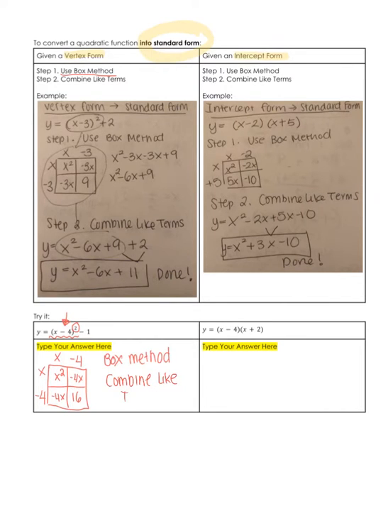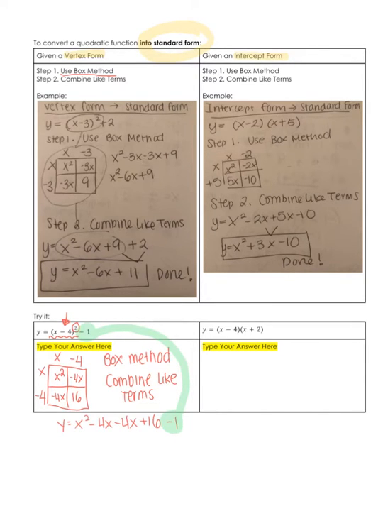Combine like terms. So we get x squared minus 4x minus 4x plus 16 minus 1. Some of you are probably like, Miss Kim, where did you get that minus 1 at the end? Do you see it in our original equation right there? So we need to multiply all the things in the box, and then we have to go back to our original equation and combine all the like terms.